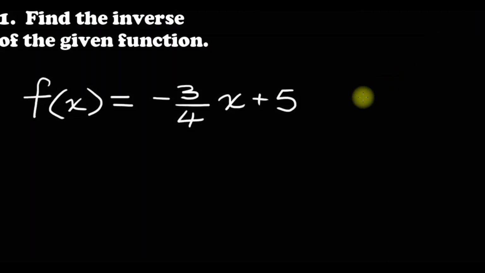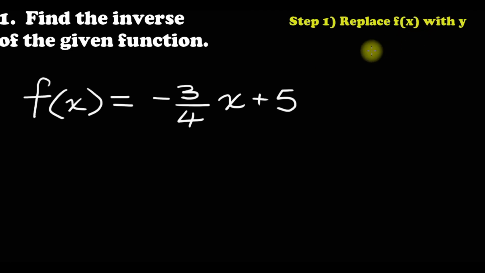Okay, we're going to look at one more. So this is to find the inverse of the given function. Again, we're going to find the inverse of this using the procedure we have. Follow it step by step. Step 1 is to replace f of x with y. So we're going to change f of x to y.